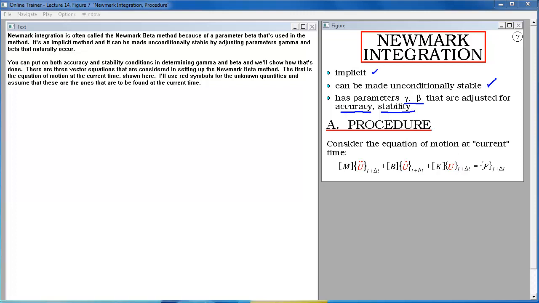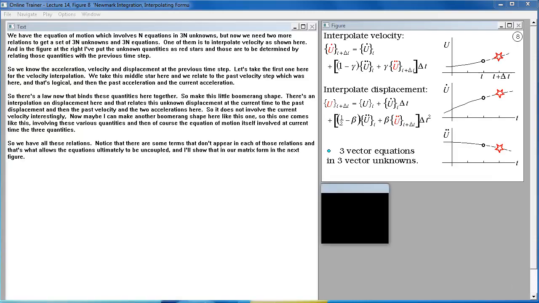There are three vector equations that are considered in setting up the Newmark Beta method. The first is the equation of motion at the current time, shown here. I'll use red symbols for the unknown quantities and assume that these are the ones that are to be found at the current time. We have the equation of motion, which involves n equations in 3n unknowns, but now we need two more relations to get a set of 3n unknowns in 3n equations.